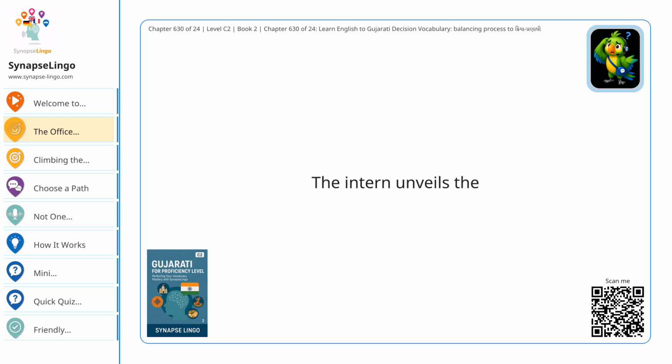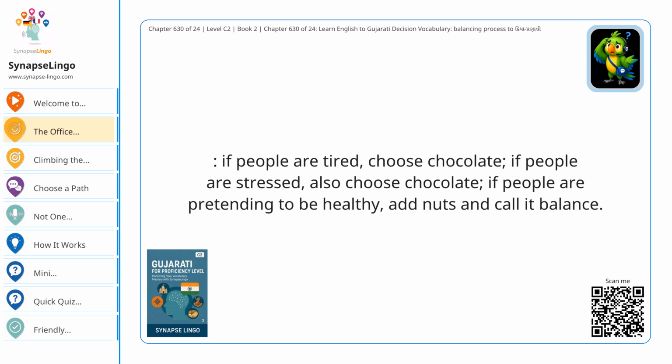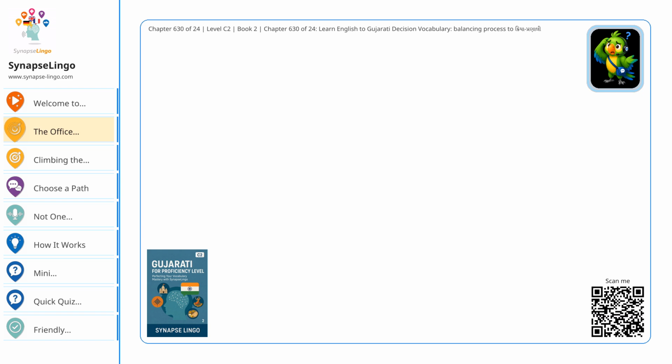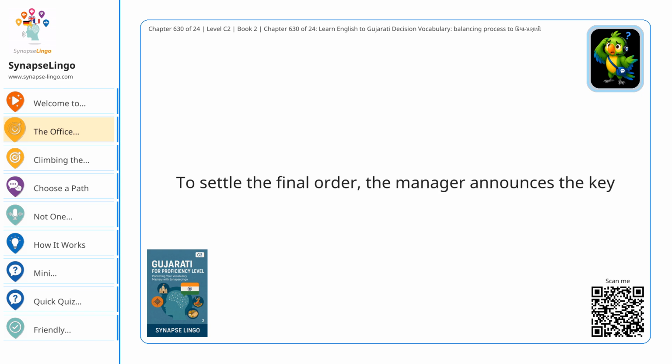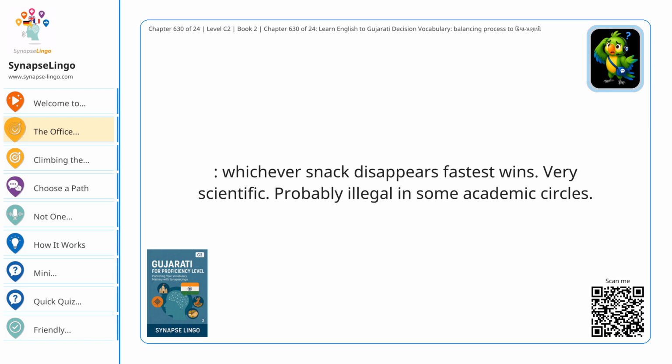The intern unveils the નિર્ણય તર્ક. If people are tired, choose chocolate. If people are stressed, also choose chocolate. If people are pretending to be healthy, add nuts and call it balance. To settle the final order, the manager announces the key પ્રાથમિકીકરણ માપદંડ. Whichever snack disappears fastest wins. Very scientific. Probably illegal in some academic circles.